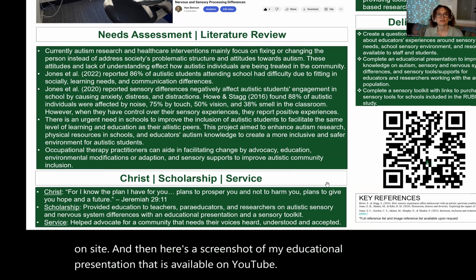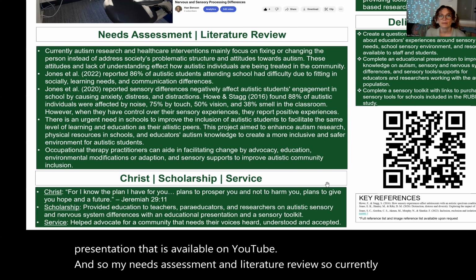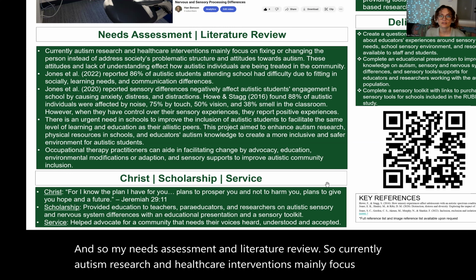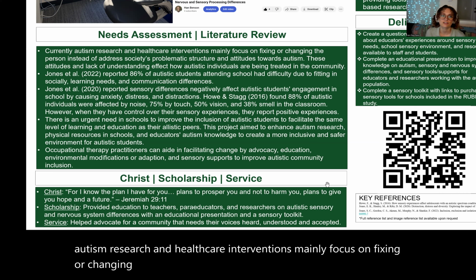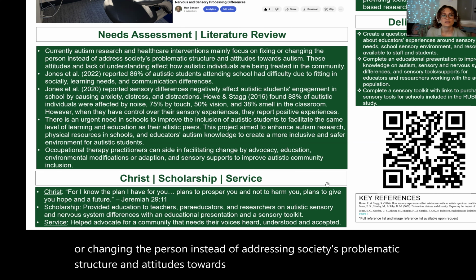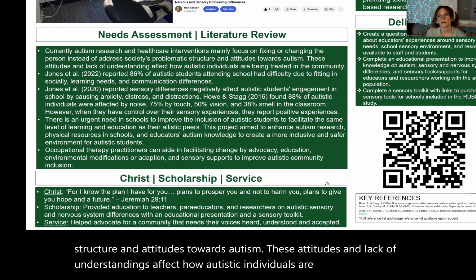And so, my needs assessment and literature review. Currently, autism research and healthcare interventions mainly focus on fixing or changing the person instead of addressing society's problematic structure and attitudes towards autism. These attitudes and lack of understanding affect how autistic individuals are being treated in the community.